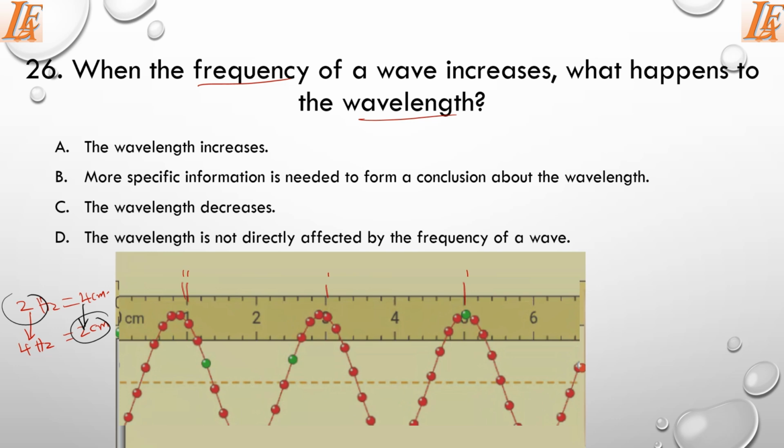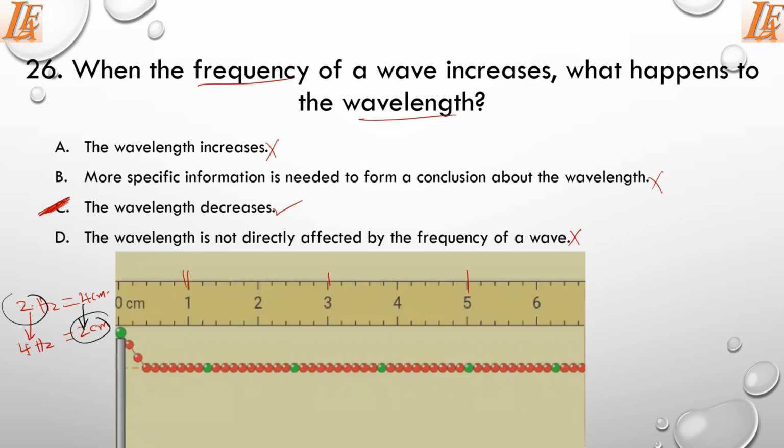Now let's look at the options that we have been given. A, the wavelength increases. This one is wrong. B, more specific information is needed to form a conclusion about the wavelength. No. Then C, when you increase the frequency, the wavelength decreases. This one is correct. While D, the wavelength is not directly affected by the frequency of a wave. This one is wrong. So the correct answer here is C, where when you increase the frequency, like in this case from 2 to 4, the wavelength decreases from 4 to 2 in our case on the screen.